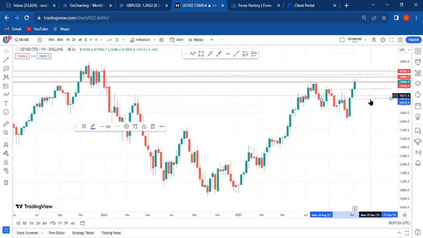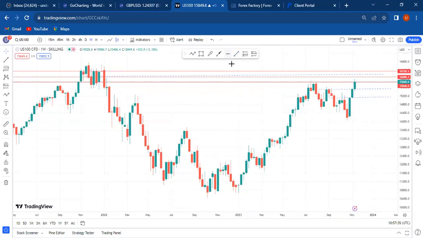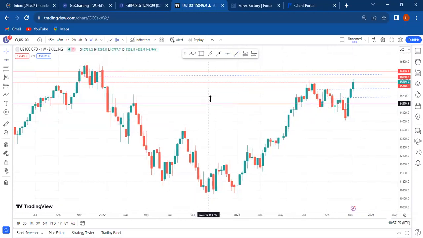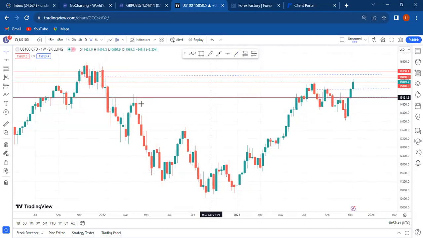This is another one. If I show you, do you see where this line has gone? Do you see? Okay, let me use this line to show us this area. Can you see how this is a resistance, right? Resistance for broken. We have price test this level, right?